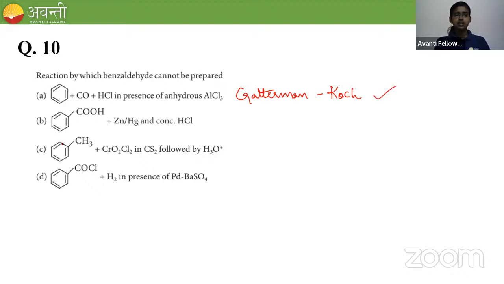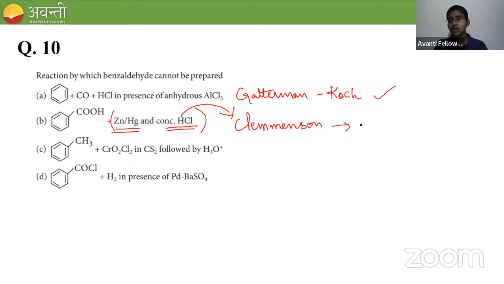And what about option B? In option B, zinc amalgam (zinc and mercury) and concentrated HCl are given. What is the name of these two reagents? They are Clemmensen reagents, which are used for the conversion of the C double bond O group to a CH2 group. So these reagents will convert the C double bond O group present here to a CH2 group. So you will not get benzaldehyde from that; you will get benzyl alcohol from option B.